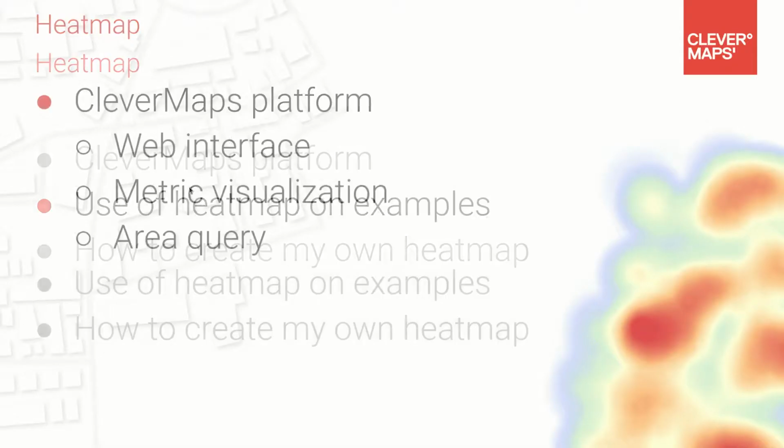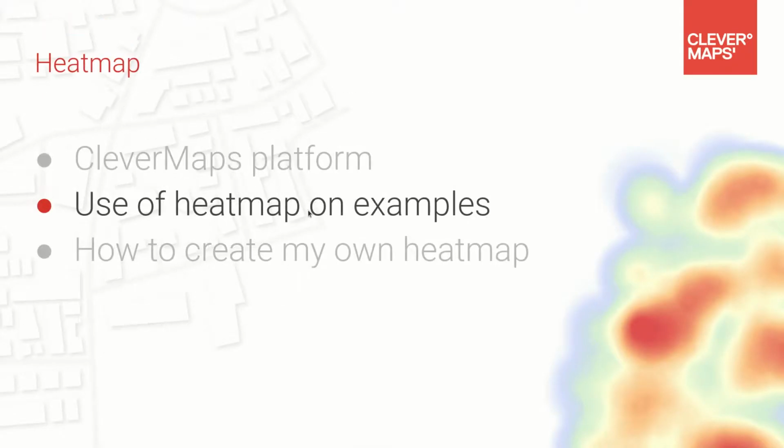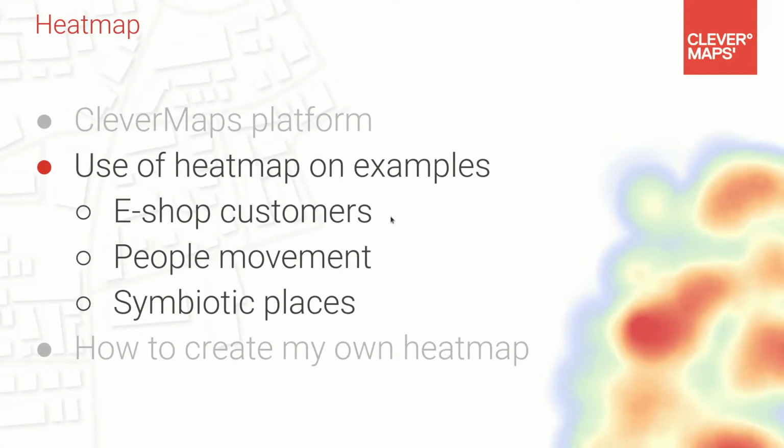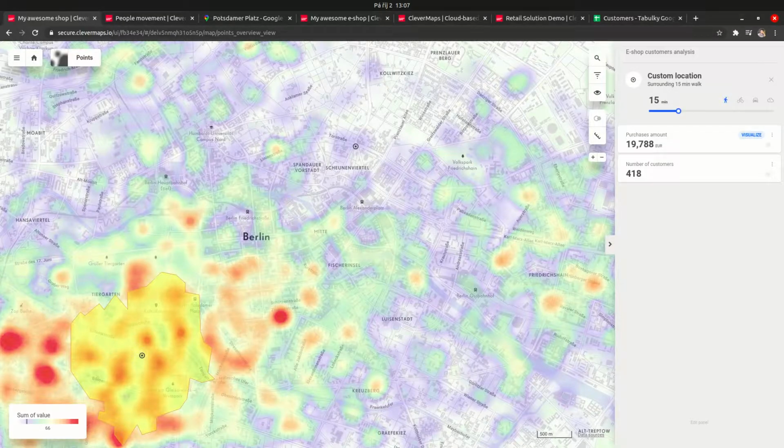Now, you know the basics of the Clever Maps platform. Let's look at 3 real-world examples. We already started with the first one.